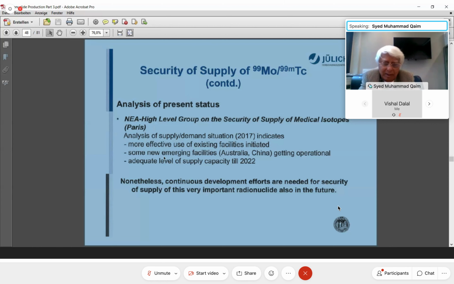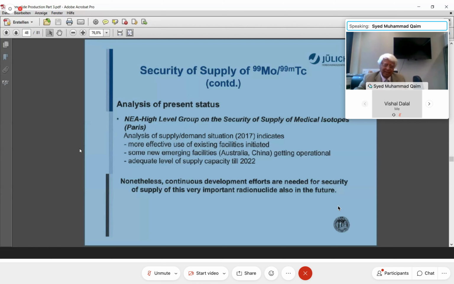But Netherlands has decided to make a new reactor. The old reactor will be shut down, a new one will be made for isotope production. And Australia is coming up. China is coming up. Argentina has come up. Even Egypt has a high flux reactor now. So I think maybe in some countries reactors will be closed, in some others they will come. So in the end, I think there will be no real shortage of molybdenum-99 fission.